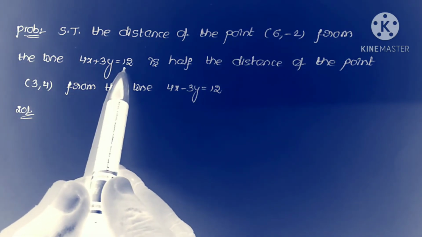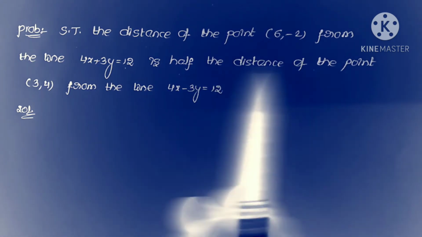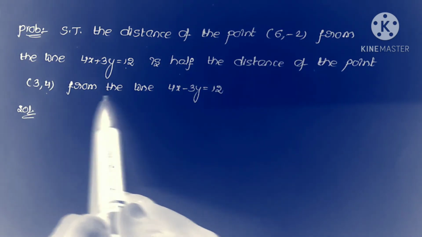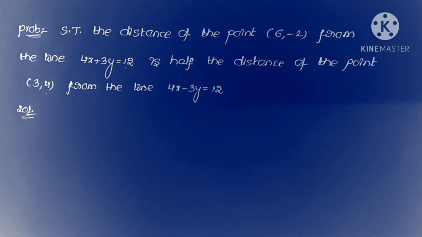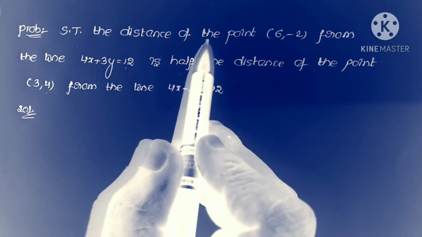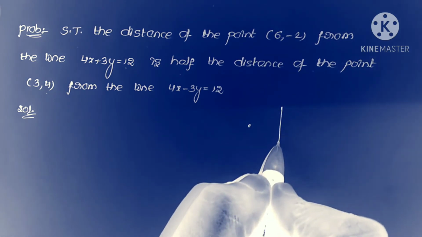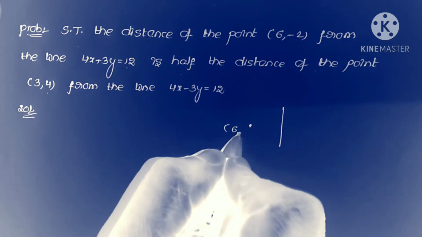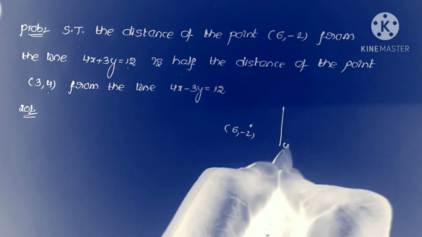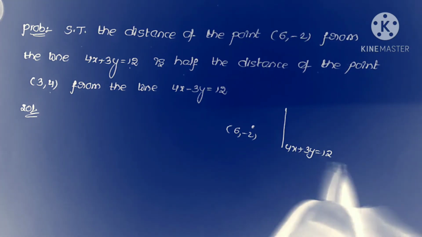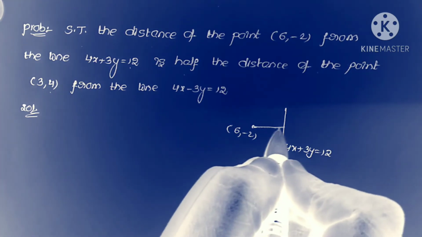Next problem: show that the distance of the point (6, -2) from the line 4x + 3y = 12 is half the distance of the point (3, 4) from the line 4x - 3y = 12. That is, the distance of the point (6, -2) from the line 4x + 3y = 12. One point is given here, this is (6, -2). One line is given, 4x + 3y = 12. The distance of the point from the line.